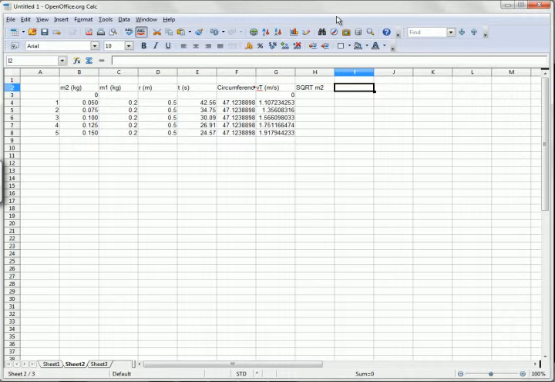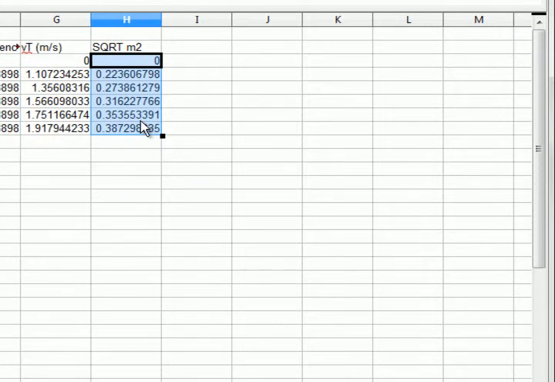And I'm just going to go in here and do another equation. Set an equals sign, because that tells the computer I'm going to be doing that. And this SQRT is the function that Excel and OpenOffice use. And then you've got to put a parenthesis, so that's going to tell it what the square root is. So I'm going to go over here and click this box, because that's my mass2. Hit enter, and obviously the square root of 0 is 0. So I'm just going to pull that down, and that's going to be all of my M2's squared.